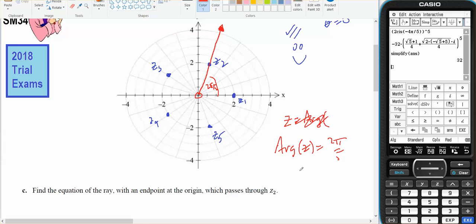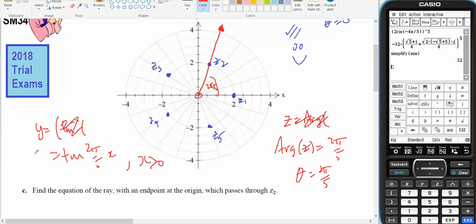Another one could be theta equals 2 pi on 5. Another equation could be y equals the tan of 2 pi on 5 times x, where x is bigger than 0. So the equation could be in y's and x's, and the gradient will be the tan of the angle 2 pi on 5. So that's A, B and C.